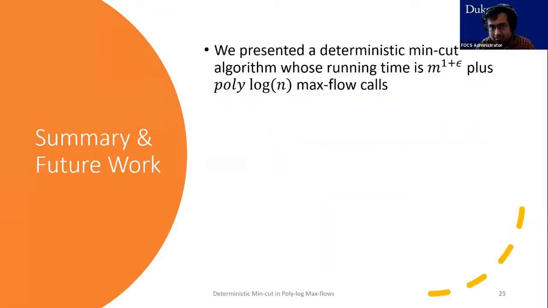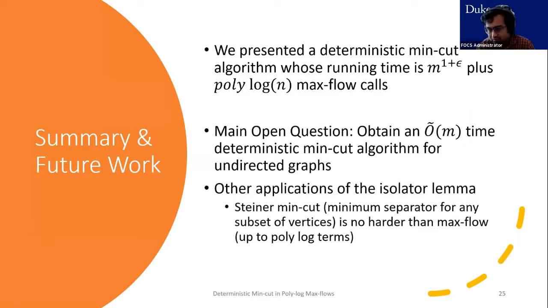So that's all I have to say. The most important open problem is to get a near linear time deterministic min cut algorithm, the most important problem in the context of this paper. And we have also been successful recently in using the isolator lemma in other contexts for connectivity problems, and we hope to see more applications of the lemma in the future. Thank you very much.